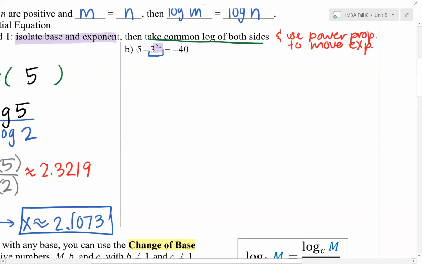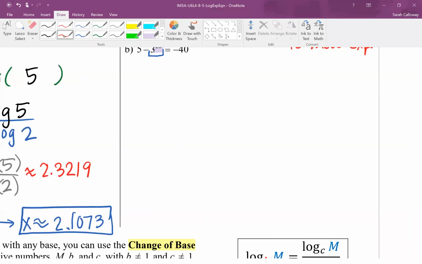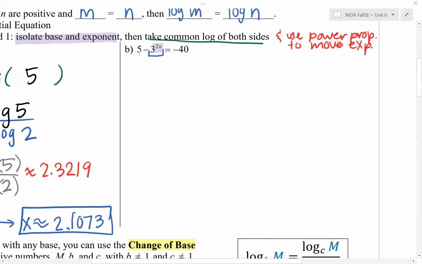And since it's 5 minus 3 to the 2x power, the 3 to the 2x power is the thing that we want by itself. We even want to get rid of the minus, equals negative 40. So let's start by subtracting the 5 from both sides, so that it cancels out. So we've got negative 3 to the 2x power equals negative 45.